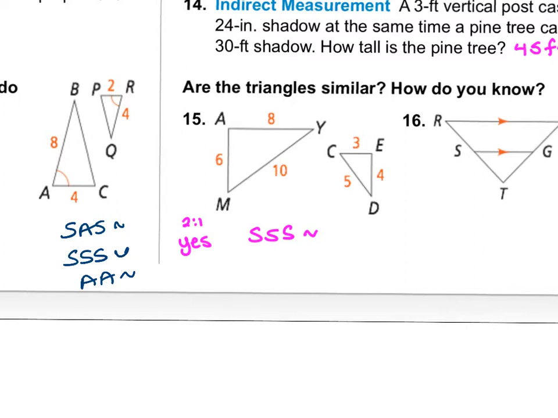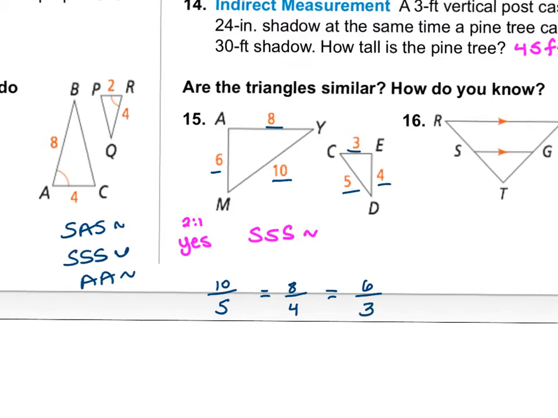Let's say I go in order of biggest to smallest. Largest side is 10. Go to the second triangle, largest side is 5. Triangle on the left, middle side is 8. Go to the one on the right, middle side is 4. Back to the one on the left, smallest side is 6. To the one on the right, smallest side is 3.